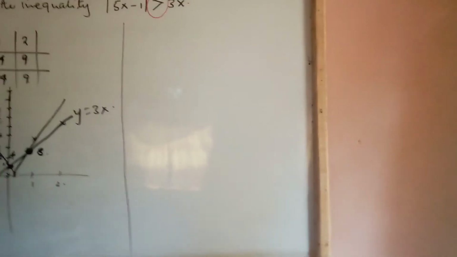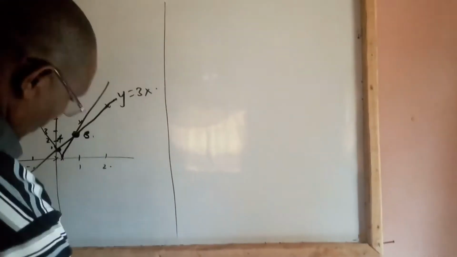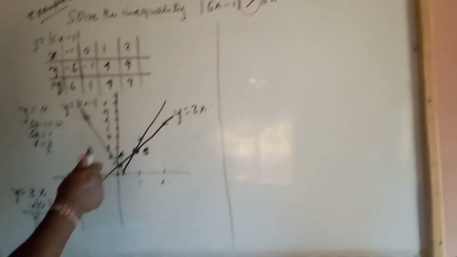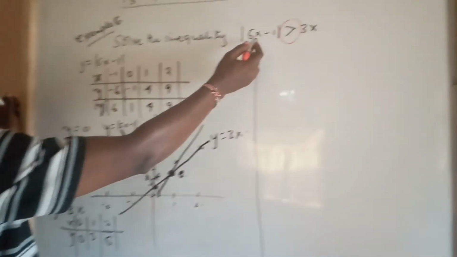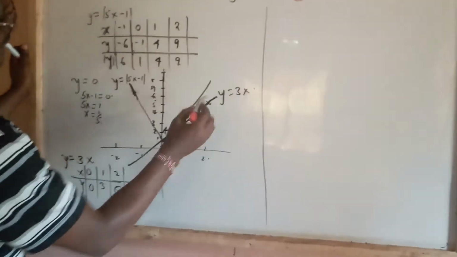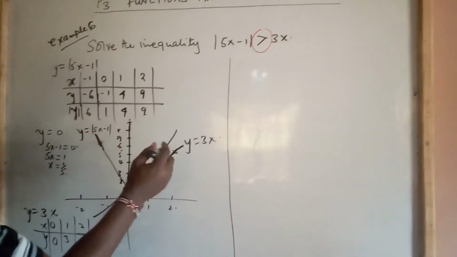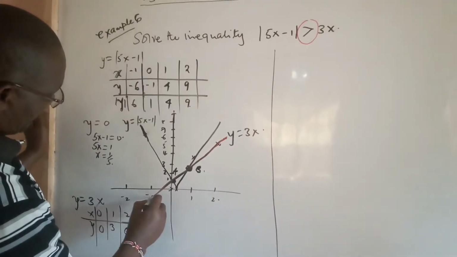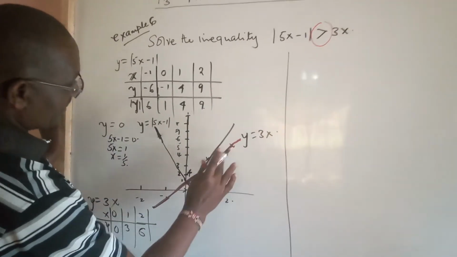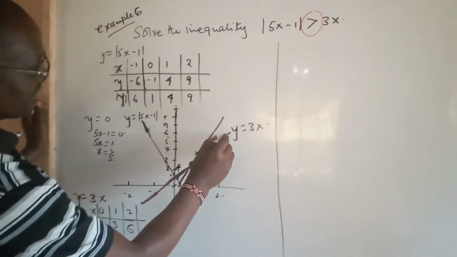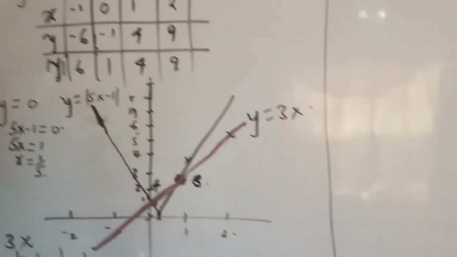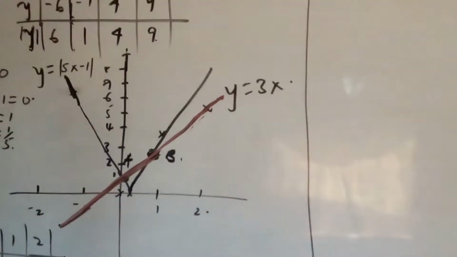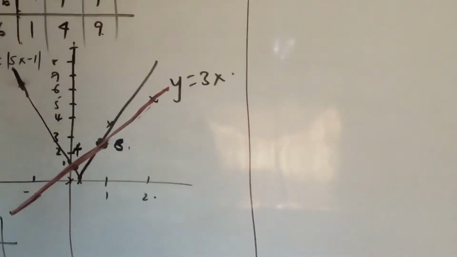Having done that, we need to differentiate the two graphs. The black graph is the modulus of 5x minus 1, and the red graph, let's shade that red. It may not be very clear. We just want to differentiate the two graphs, because when it comes to greater than, we are required to show a clear difference.